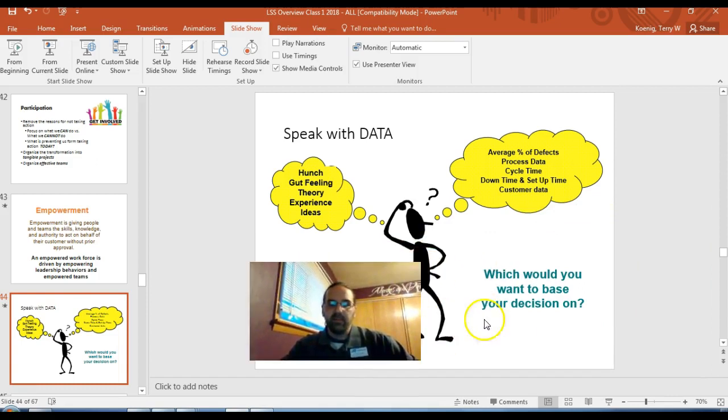Speak with data. When we talk about this measurement phase, the more measurements you have, the better. It's not, oh, I have a hunch, I have a gut feeling, I kind of have a little bit of experience in this. No, get some hardcore objective evidence. I measured the cycle time and the uptime of the machine, and I have some more information for you.